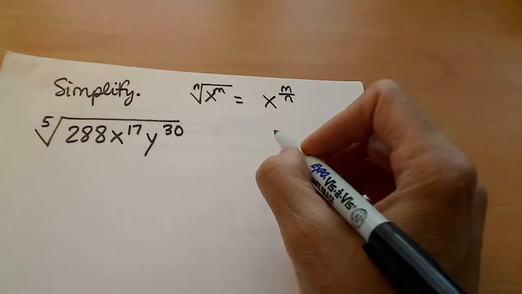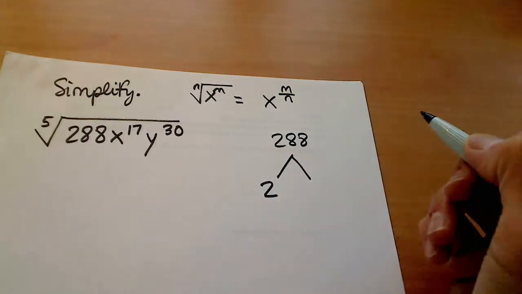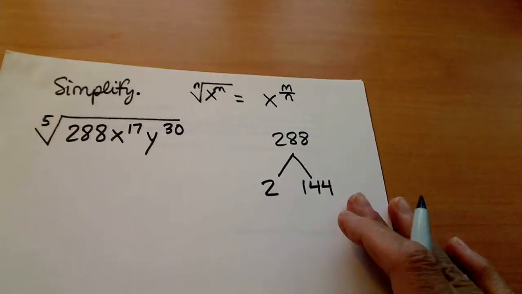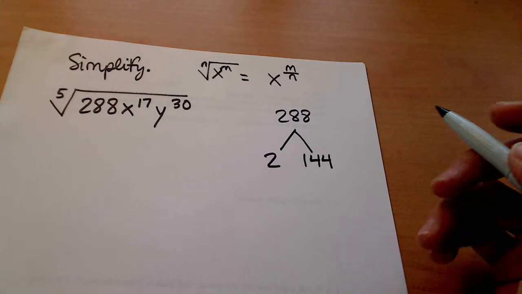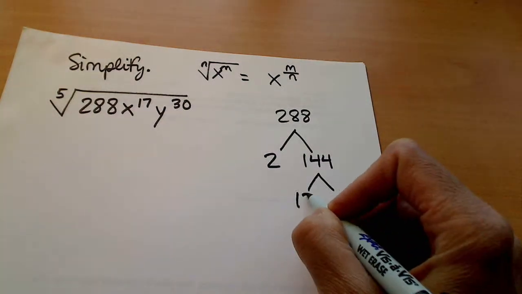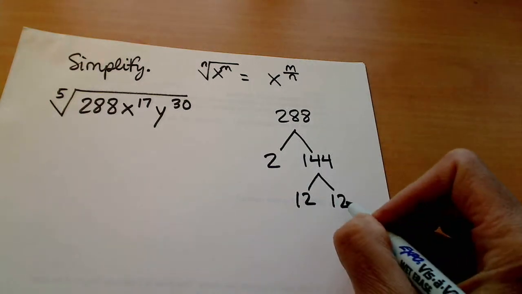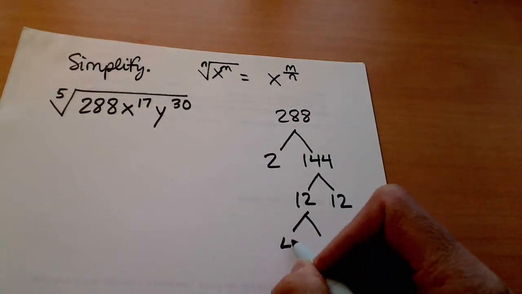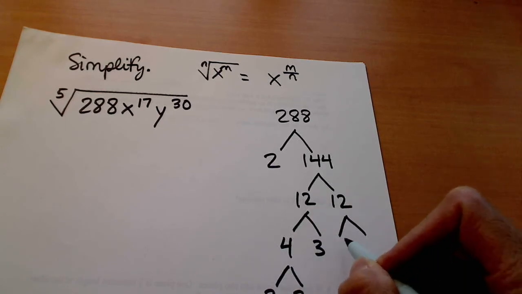Alright, so for the 288, what I'm going to do starting here is just break this down into its prime factored form. It breaks down into 2 and 144. And then 144 breaks down into 12 and 12, and that's 12 squared, but we're not looking for squares, right? We're looking for fifth powers. So we're going to keep breaking these down and see what we end up with here.